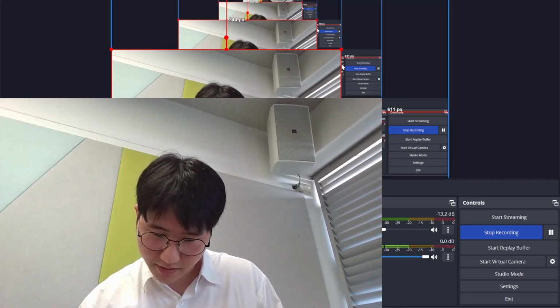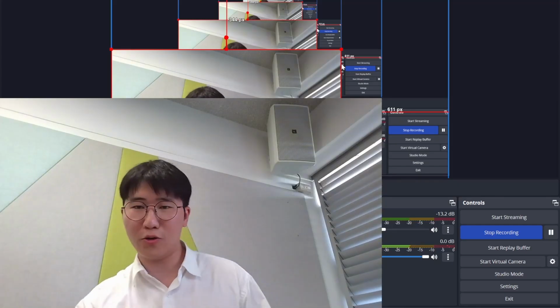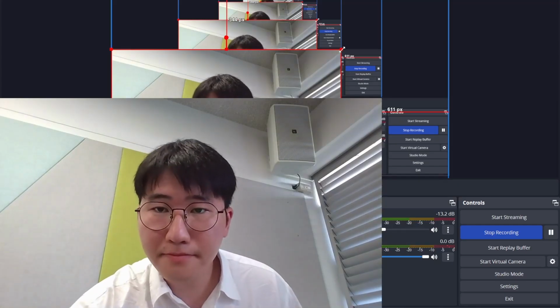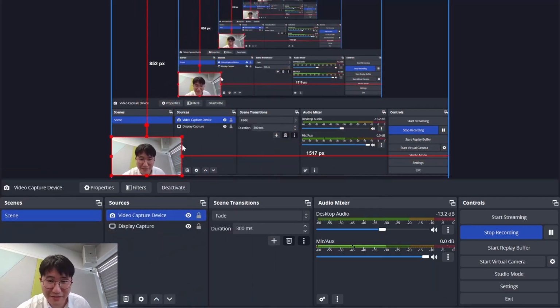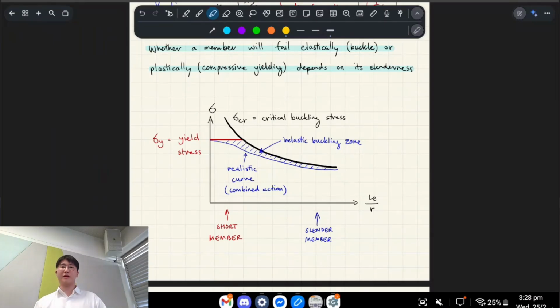Critical buckling zone, slender member. Yeah, so, oh, sorry, my bad. Let's make my face smaller there. Oh, yeah. Yep, okay, cool.